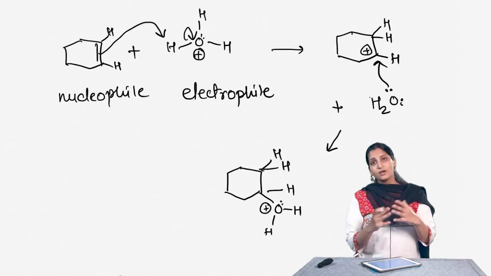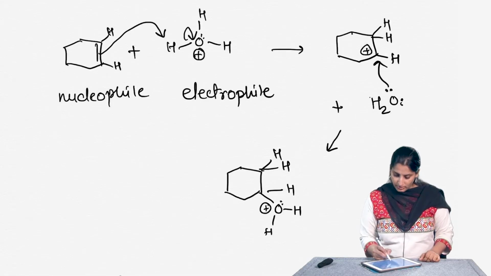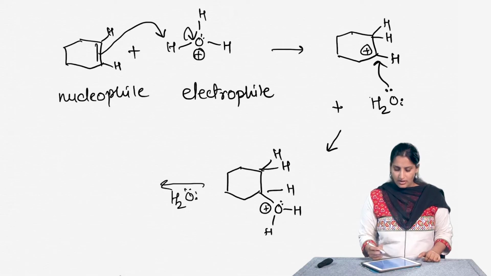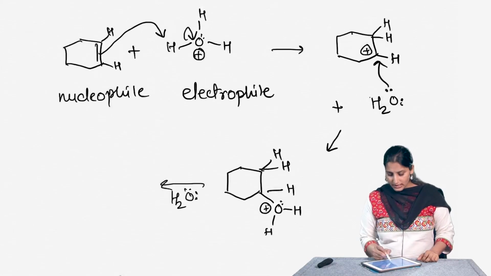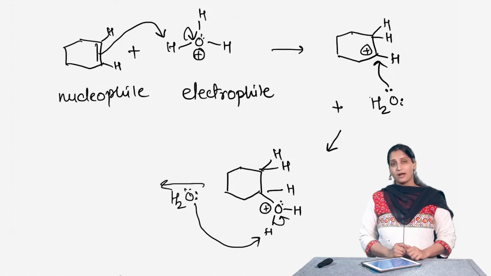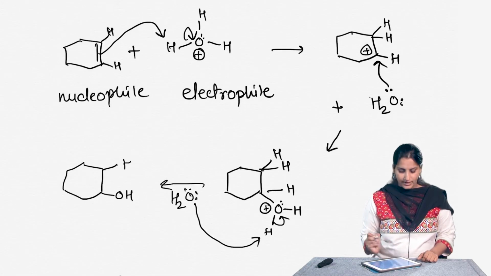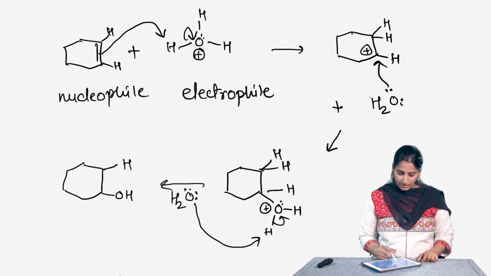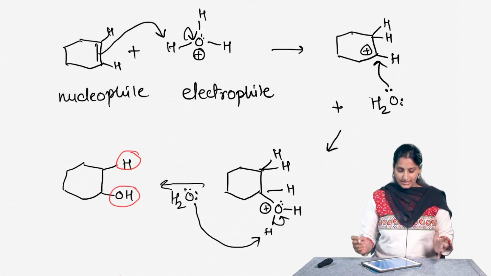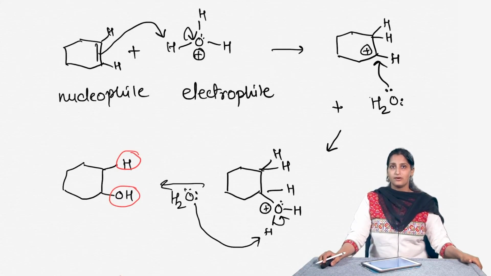In fact, when we are working with water or hydronium ion, we have a lot of other water molecules in the reaction, and one of the water molecules is going to come and grab that proton and put the electrons back on that oxygen. So, what do we form? We form addition of an OH and H across the carbon-carbon double bond. So, we have done nothing but addition of water, through hydronium ion, across the carbon-carbon double bond.